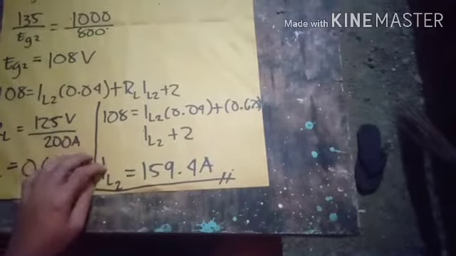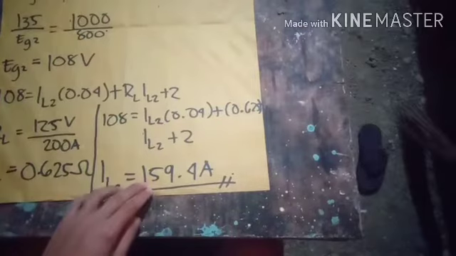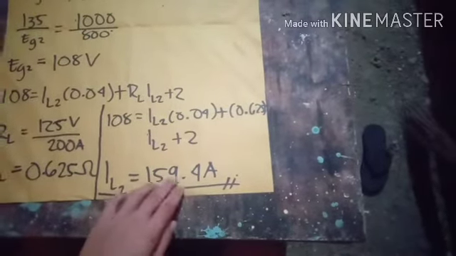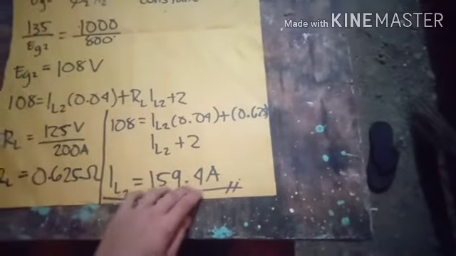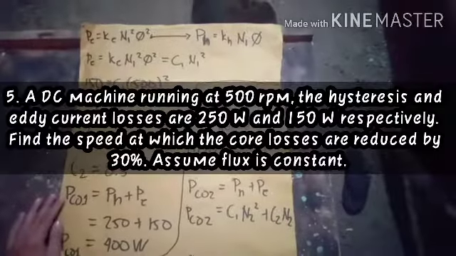So the I sub L2 is equal to 159.4 amperes.